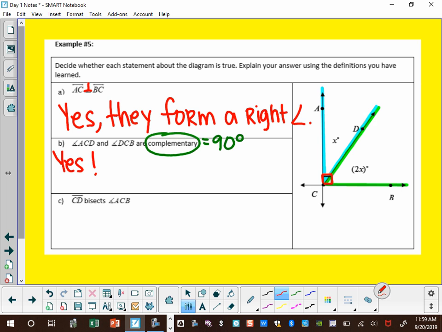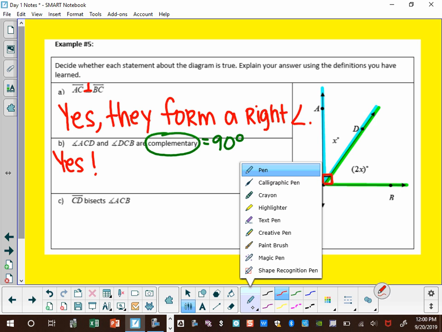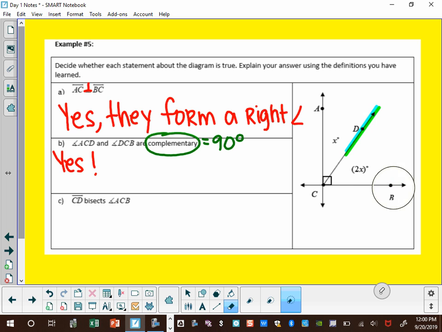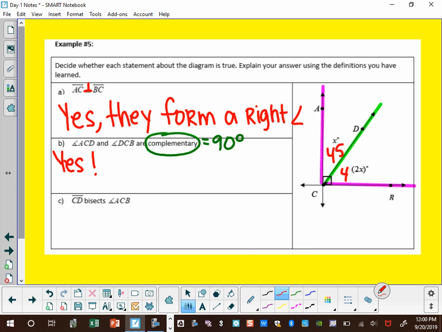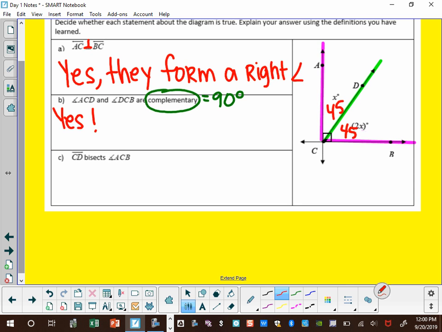All right, letter C says that CD bisects this whole angle. So here's CD. Is it bisecting this angle ACB? Bisecting means that this will be 45 and this will be 45. Do we know that's true? We don't know that's true, okay? Because all we know is that those two angles add up to 90 degrees. One could be 80, the other could be 10. We don't know for sure that it is bisecting, so we're going to write no.